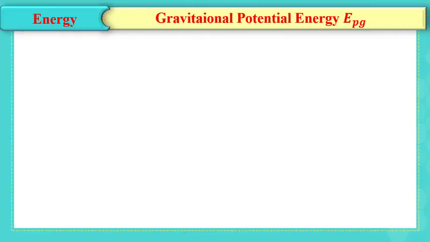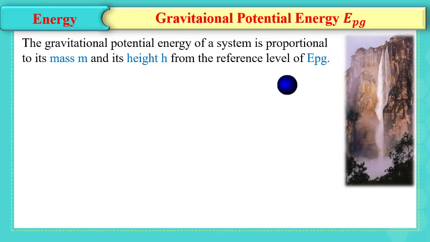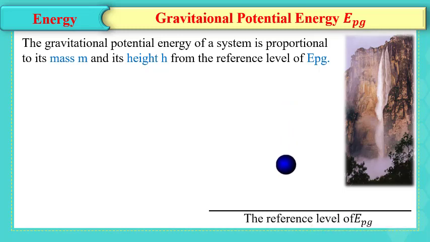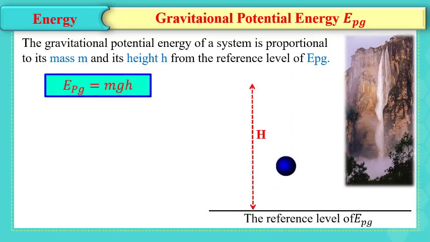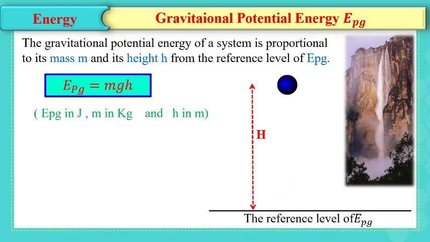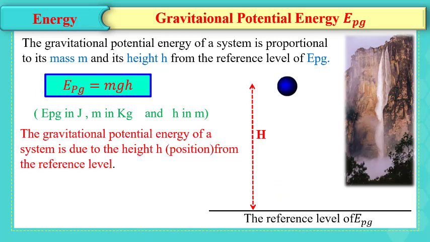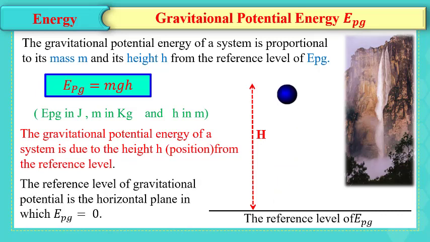Gravitational potential energy. The gravitational potential energy of a system is proportional to its mass and its height from the reference level of gravitational potential energy. Its relation is given by EPG equals m g h, where E is in joules, mass in kilograms, and h in meters. The gravitational potential energy of a system is due to the height from the reference level, and the reference level of gravitational potential energy is the horizontal plane in which EPG equals 0 joules.